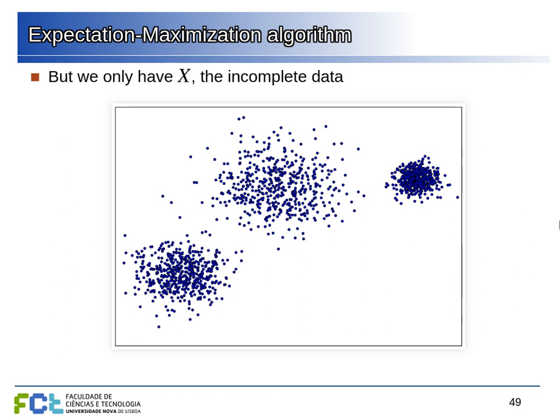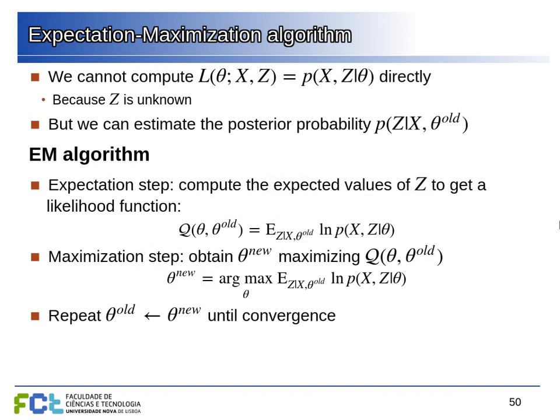Since we cannot compute the likelihood of our parameters given those X and Z, because we cannot observe Z, we cannot do this maximum likelihood directly. But we can estimate one from the other. So basically, we could try to estimate what would be the expected Z if we assume some parameters. So this is the basic idea of the expectation maximization algorithm.